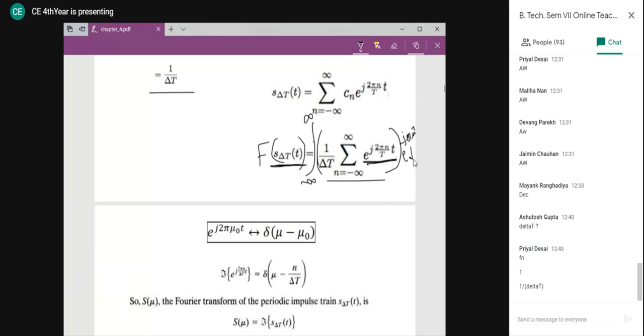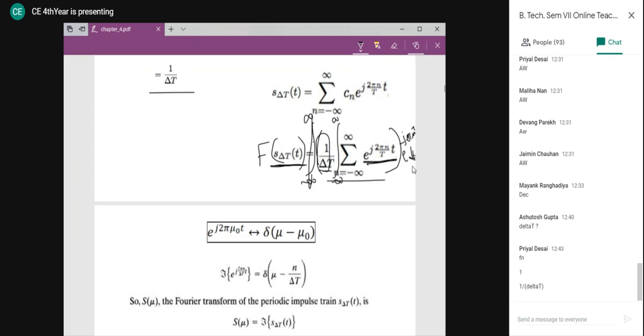And then dt. This is how I will find out the Fourier transform of any function. But I know that 1 by delta t is not varying with respect to t, and hence it can come out of the integral. So it will come out of the integral, and the integral will come here, from minus infinity to plus infinity.